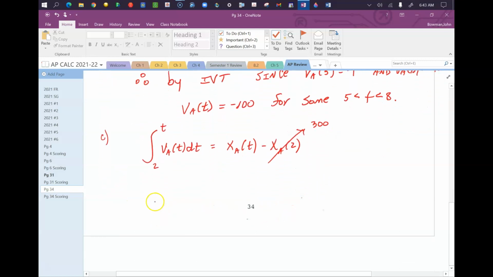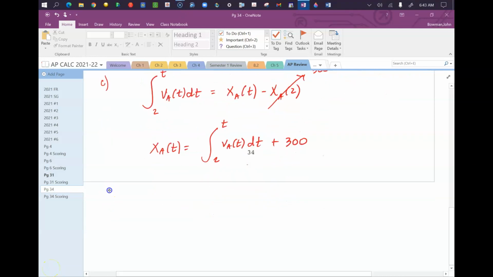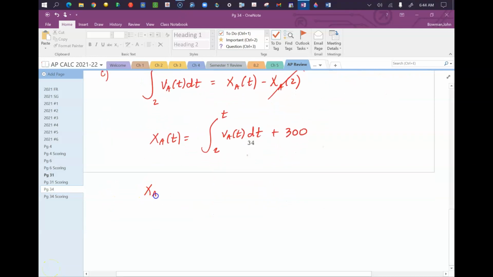So if we want to find the position at time t, we are going to have to solve for xa of t, so that's the integral from 2 to t of va of t dt plus 300. The problem asks us to find the position at time 12, so xa of 12 is the integral from 2 to 12 of va of t dt plus 300.